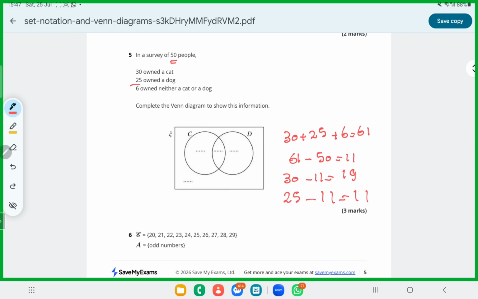So here, if I want to get the cat, how many people have a cat? It's 19. How many people have a dog?